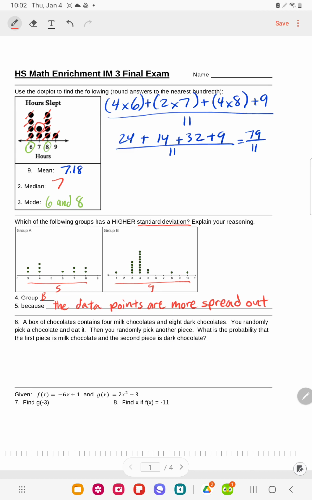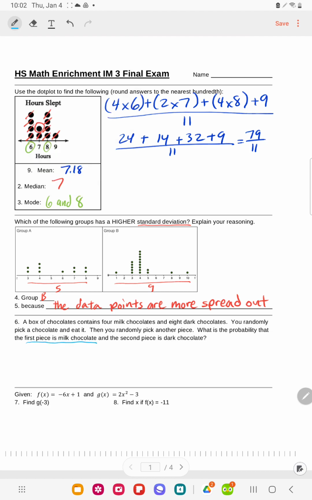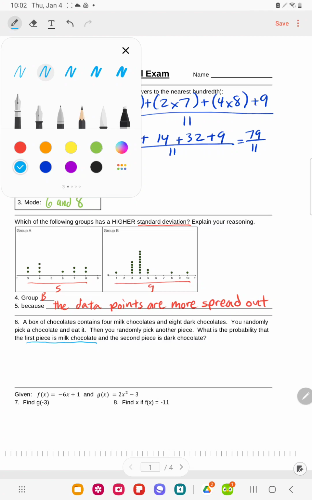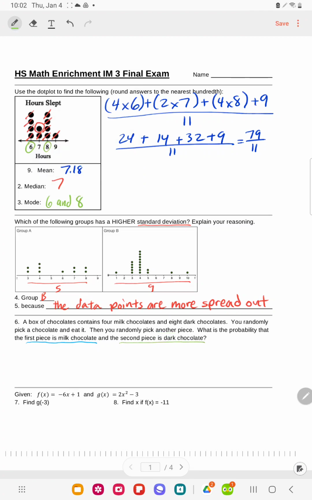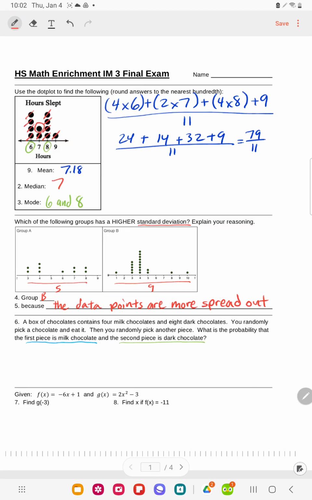Question 6. A box of chocolates contains 4 milk chocolates and 8 dark chocolates. You randomly pick a chocolate and eat it. Then you randomly pick another piece. What is the probability that the first piece is milk chocolate and the second piece is dark chocolate? Okay, so you will notice the key word here is and, which means the multiplication rule for probability.